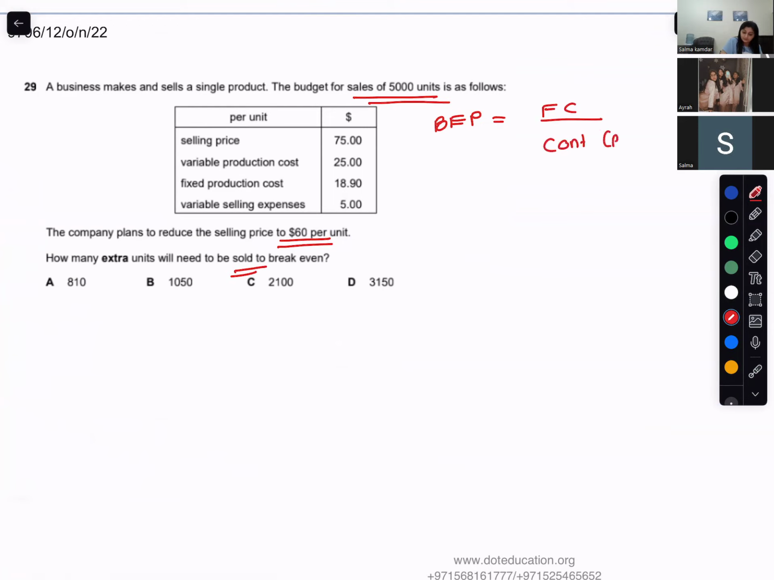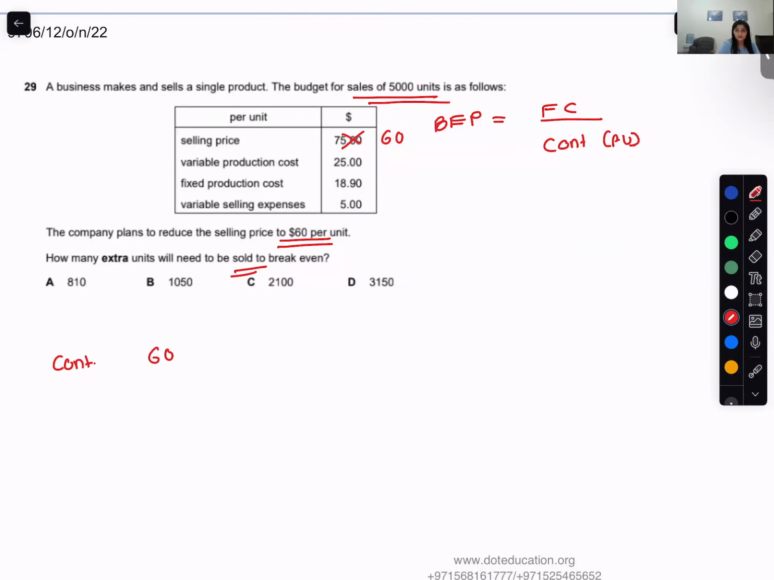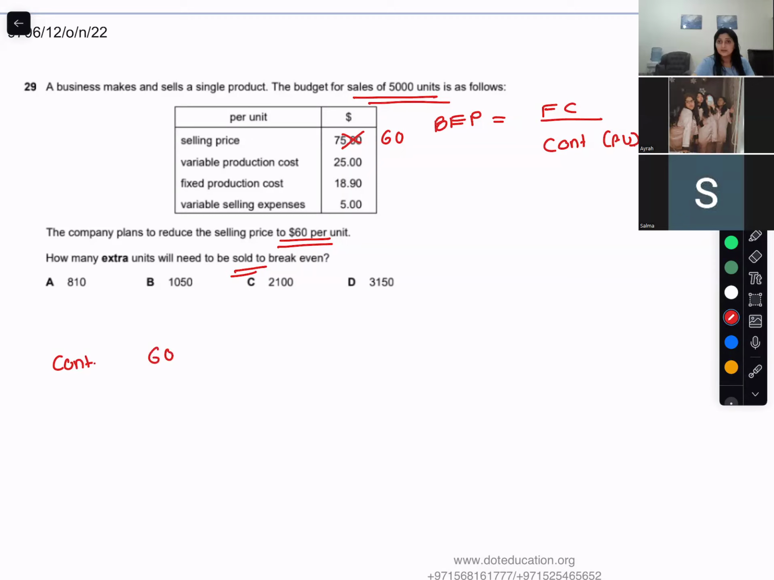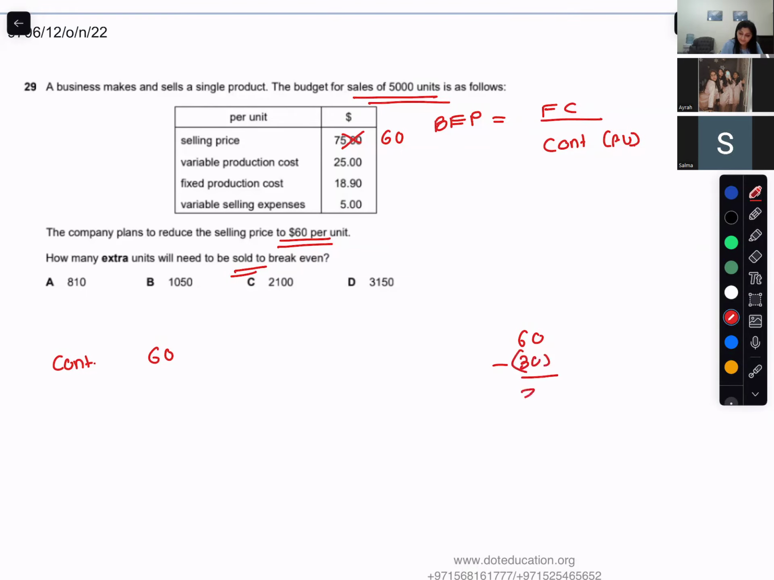So if I'm reducing my selling price to 60, what will be my new contribution? It will be 60 minus 25 minus 5, that is 60 minus 30. So it will be 30.